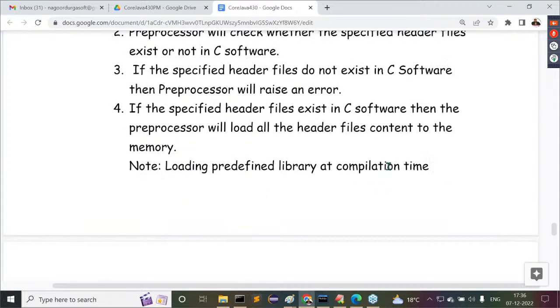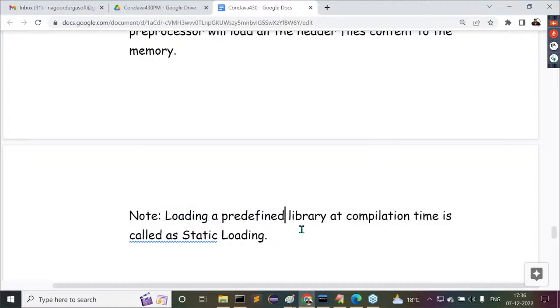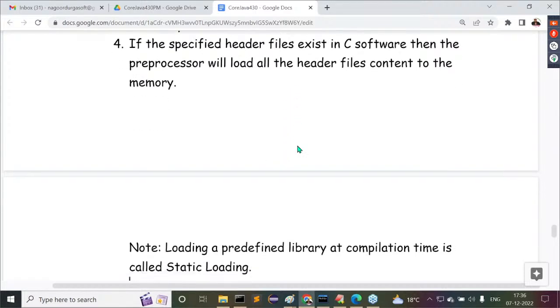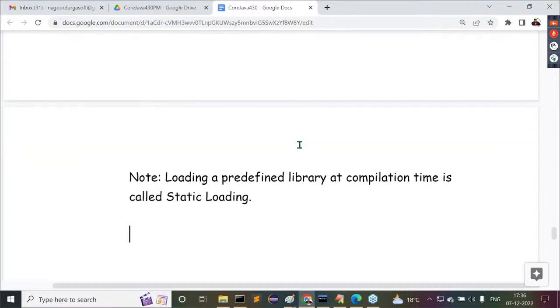Loading predefined library at compilation time is called static loading. Understand it clearly. Now indirectly what I'm telling is, the preprocessor is performing static loading. Preprocessor is performing static loading here. Understand it, no?